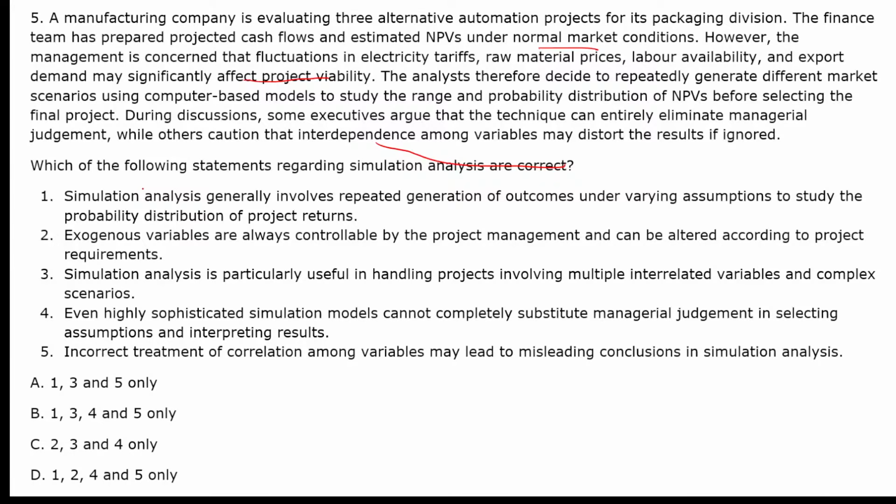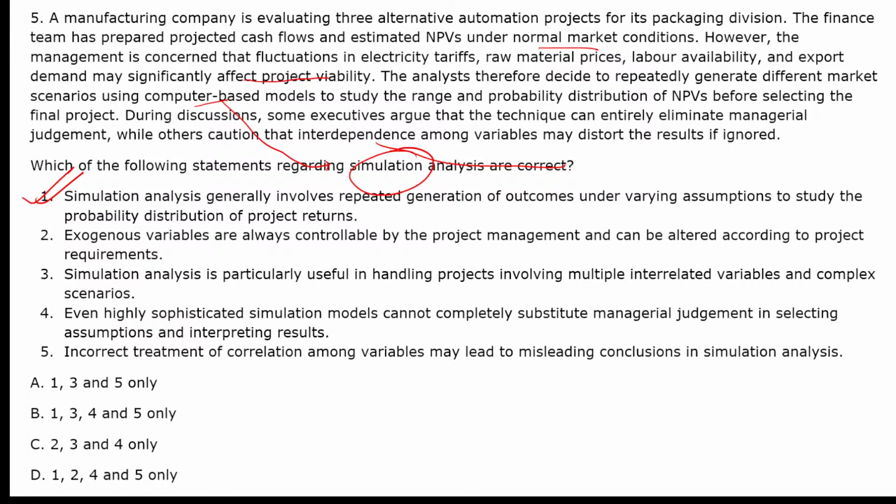Which of the following is correct regarding simulation? Because computer-based models were made, simulations are correct. Simulation analysis generally involves a repeated generation of outcomes under varying assumptions to study the probability distribution of a projected return. Do you think this is correct? Yes, this is correct. What we are trying to do is create a simulation by repeatedly generating possible outcomes of different uncertain values, so that we can have the best results. So this is correct. Next.